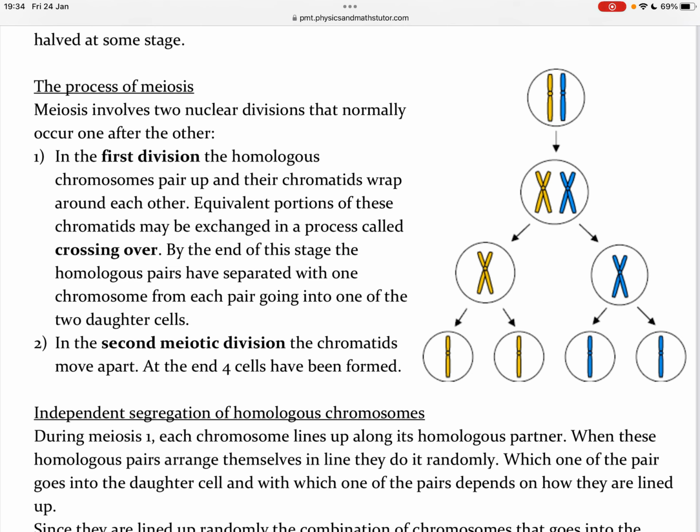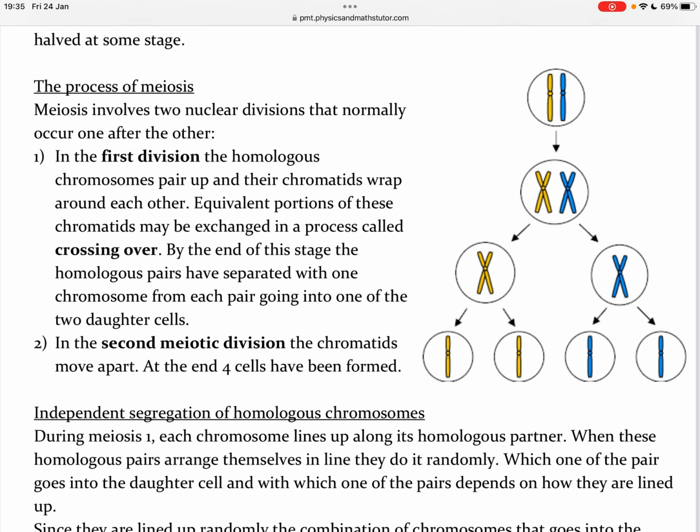By the end of this stage, the homologous pairs have separated, with one chromosome from each pair going into one of the 2 daughter cells. In the second meiotic division, the chromatids move apart. At the end, 4 cells have been formed.